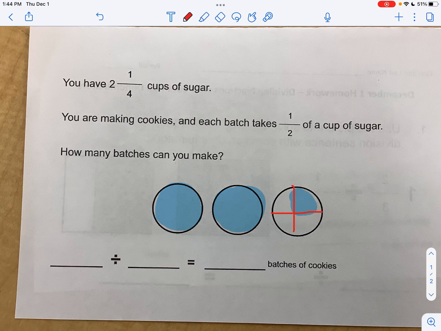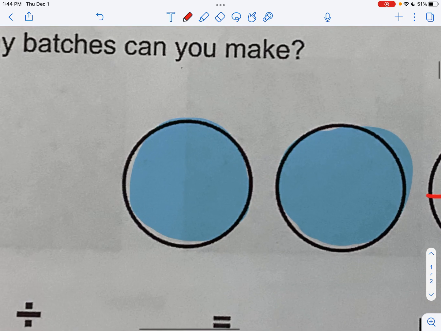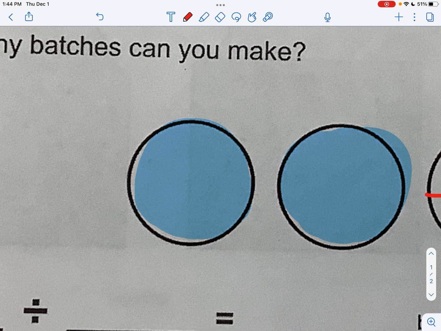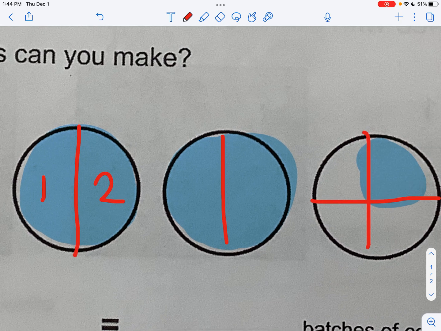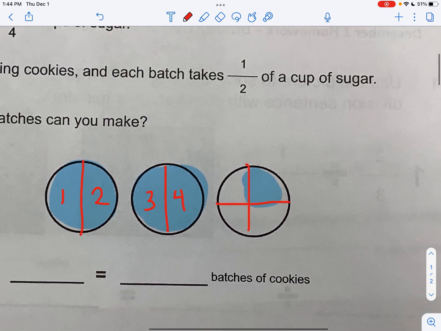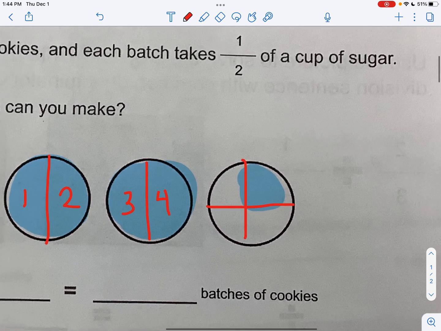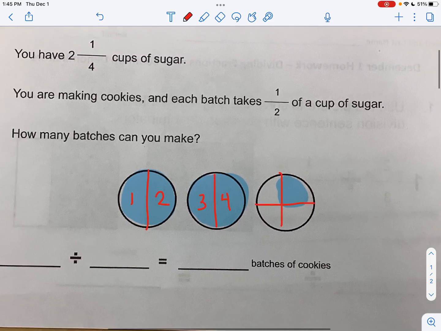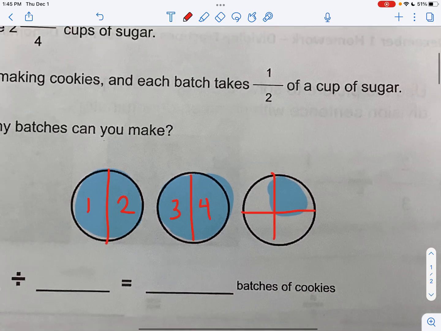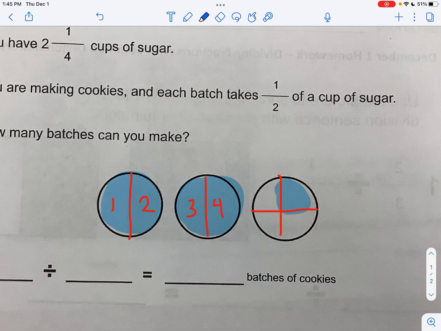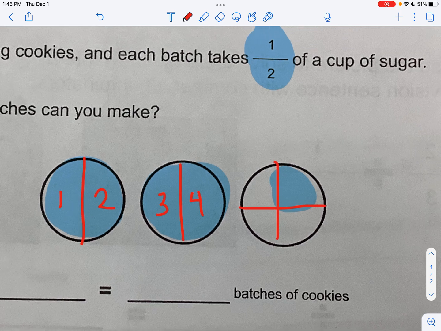The question says, we're making cookies and each batch takes a 1/2 cup of sugar. So if I look at this first cup right here, this first circle, I know I can have 2 halves in this. 1 and 2. The same thing goes for the second one. I'll have 2 more halves here, so I'll call those 3 and 4. In this last circle, there's not enough to make an entire batch of cookies. There's not enough sugar left because it takes a 1/2 of a cup of sugar. It says up here it takes a 1/2 of a cup. And what we have here is a 1/4 of a cup.